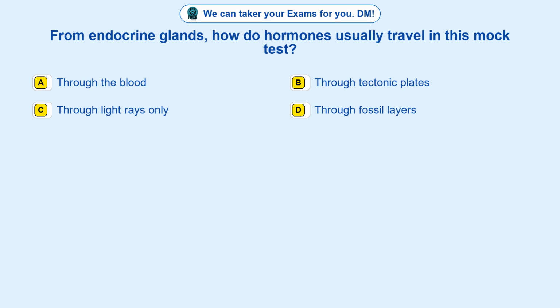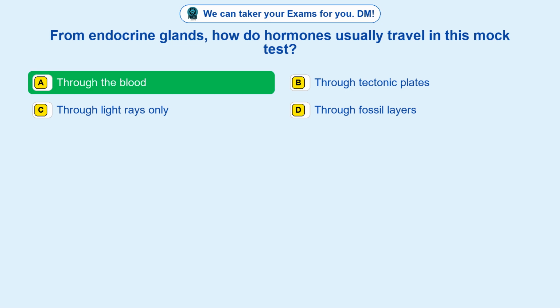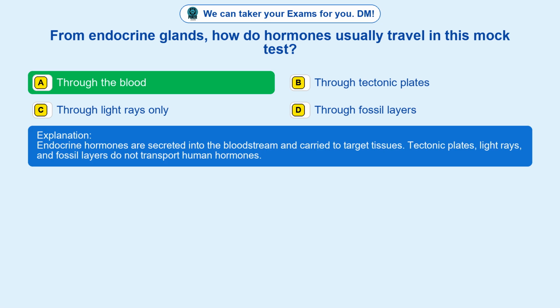Question 28. From endocrine glands, how do hormones usually travel in this mock test? Option A. Through the blood. Option B. Through tectonic plates. Option C. Through light rays only. Option D. Through fossil layers. The correct answer is option A. Through the blood. Endocrine hormones are secreted into the bloodstream and carried to target tissues. Tectonic plates, light rays, and fossil layers do not transport human hormones.